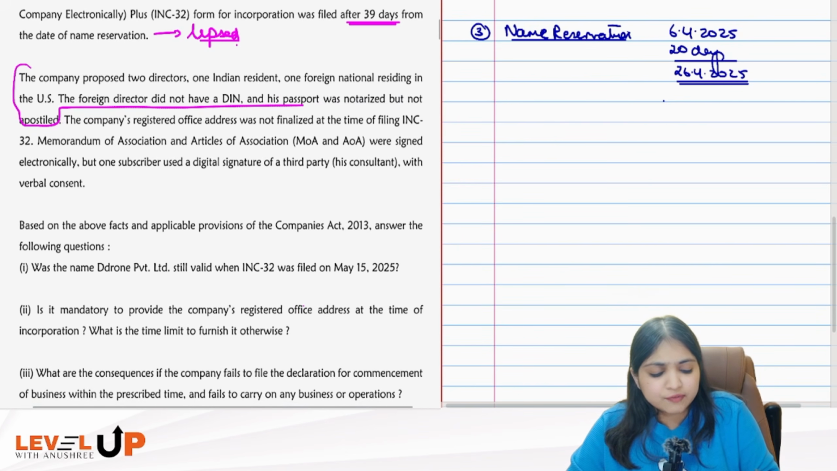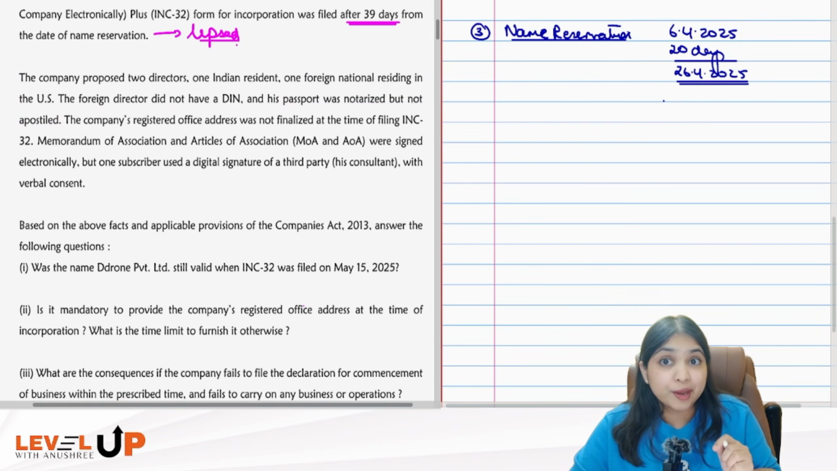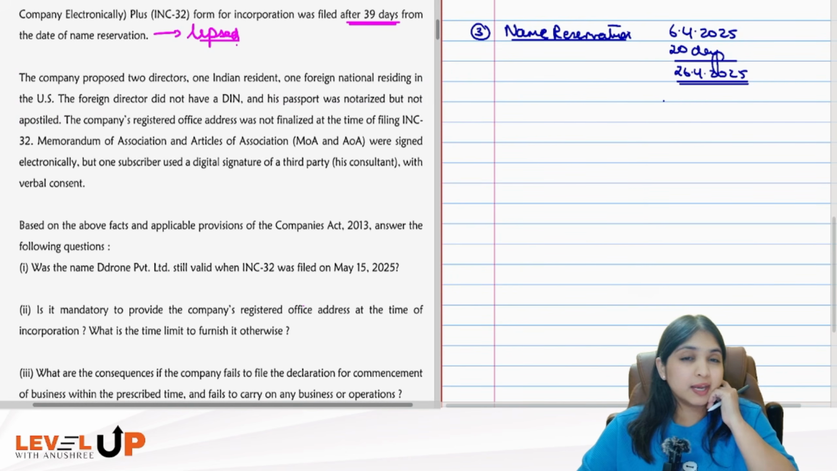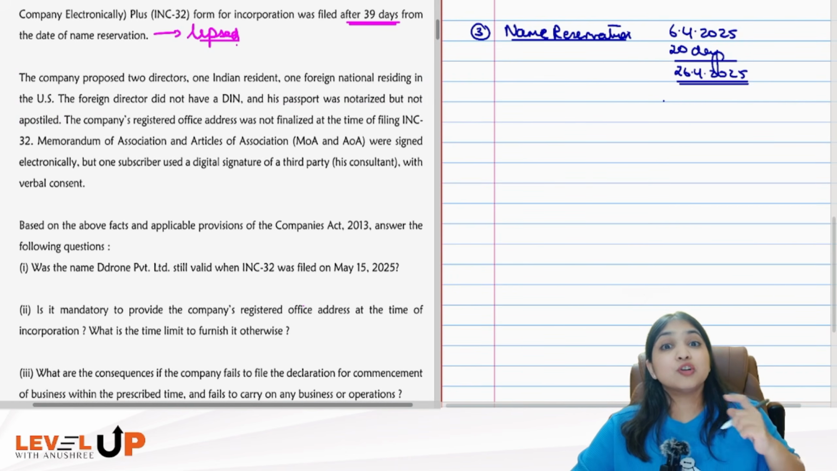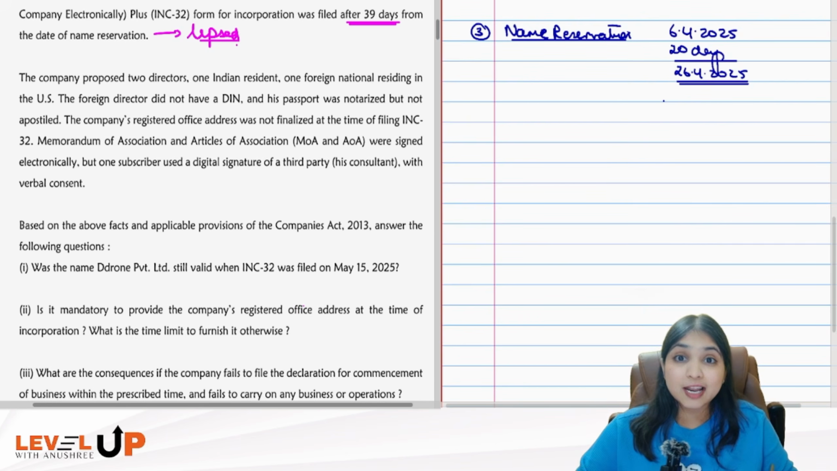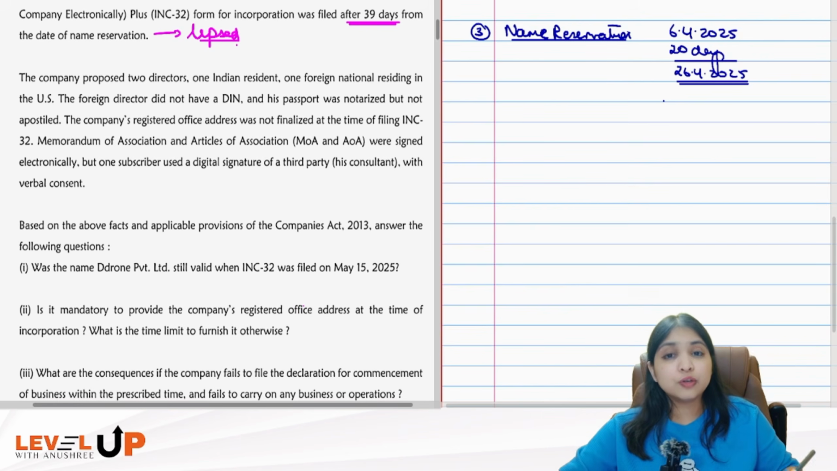This information, even though it is relevant for us in the incorporation chapter, if you remember in incorporation chapter we had learned if the subscriber to the MOA happens to be a foreign national, then his documents have to be notarized and all of that. But as you read the question, you will realize that this was unnecessary information in the question.